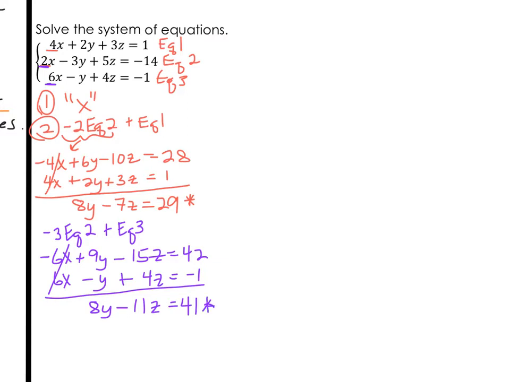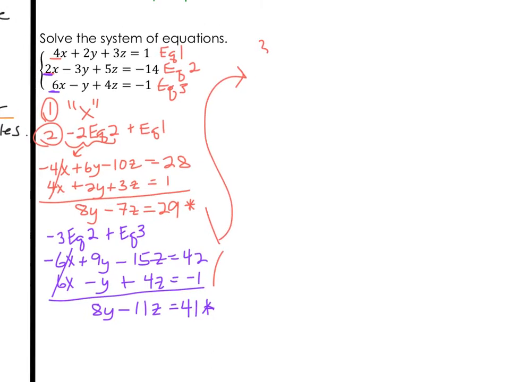So once you've eliminated twice, we're ready, finally, for step 3. Let's go ahead and take these two and just write them right next to each other. So we have 8y minus 7z equals 29. And then we have 8y minus 11z equals 41.